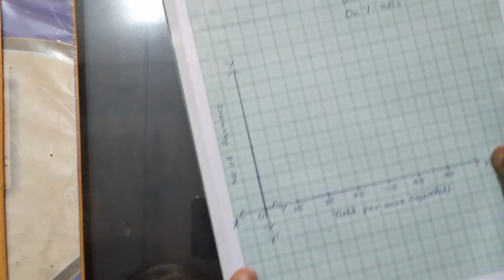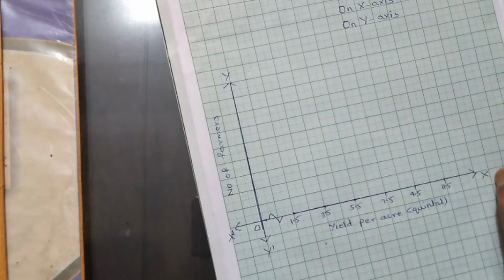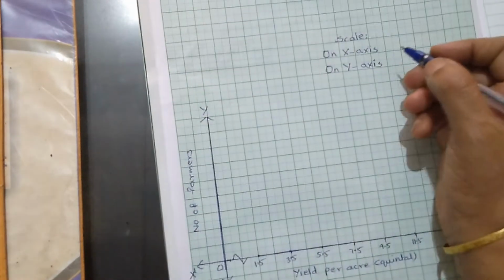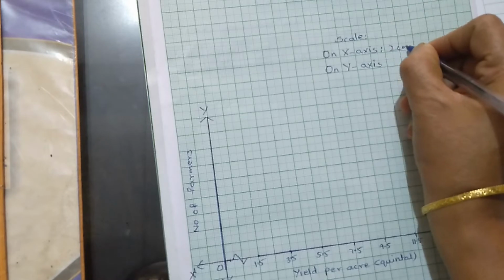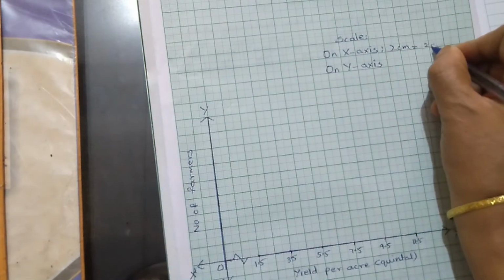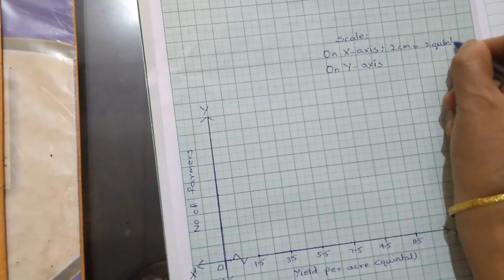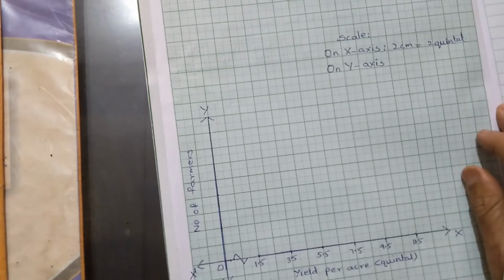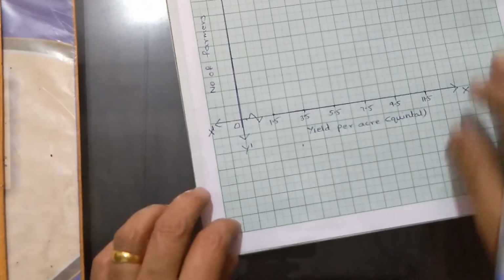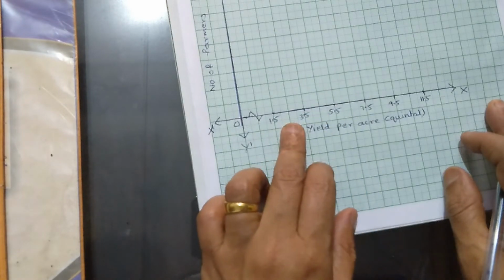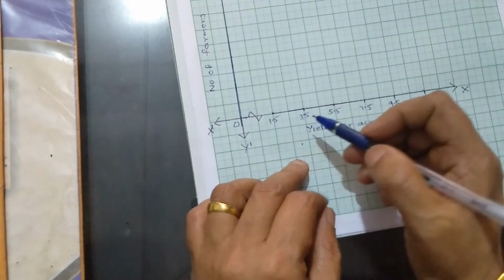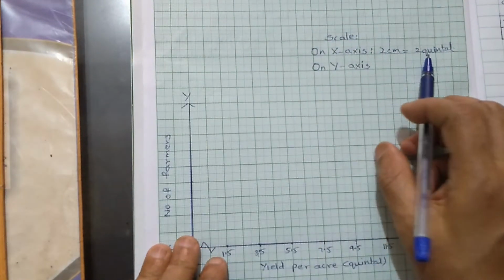So on x-axis we have taken 2 centimeter is equal to 2 quintal. So 2 centimeter, if you subtract 3.5 minus 1.5, you get 2 quintal. So 2 centimeter is equal to 2 quintal.